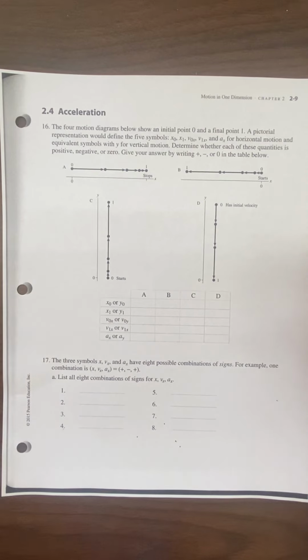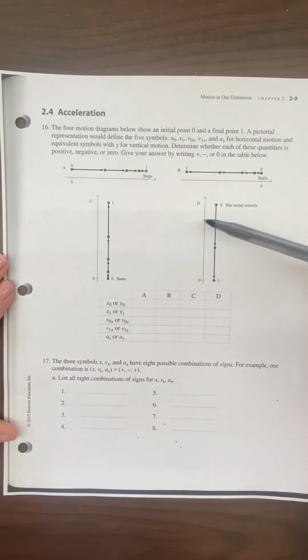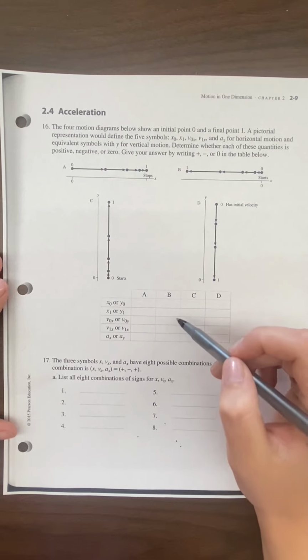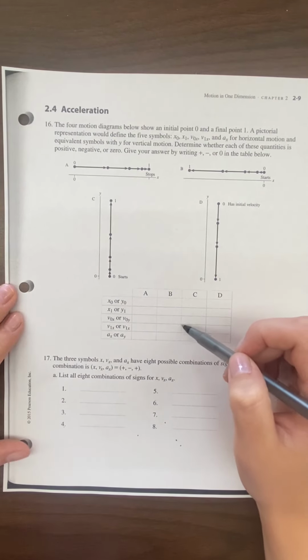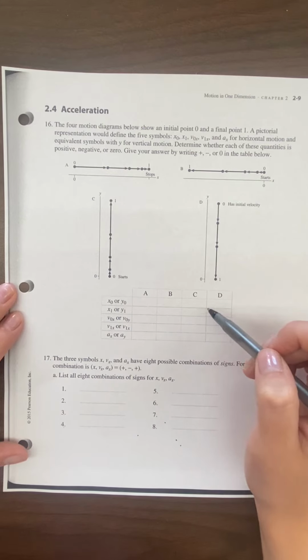Okay, so this worksheet is on acceleration. We covered acceleration with the POGIL, and we also went over some PowerPoint notes. So in question 16, we have 4 motion diagrams, A, B, C, and D. And then we are supposed to fill out this table with the sign of the position, velocity, and acceleration.